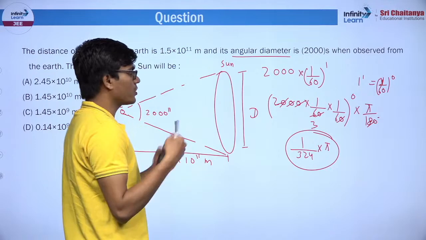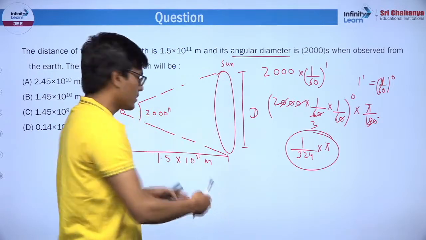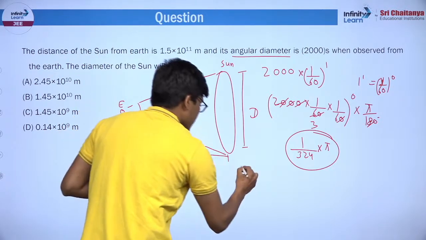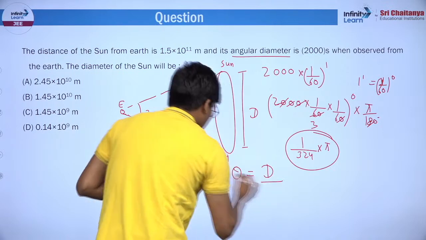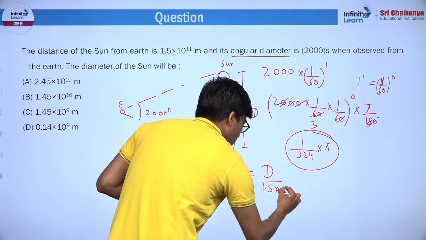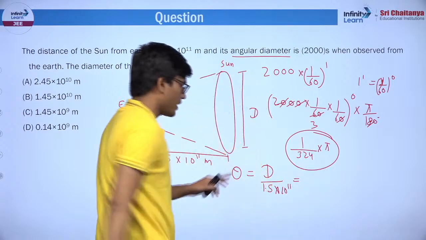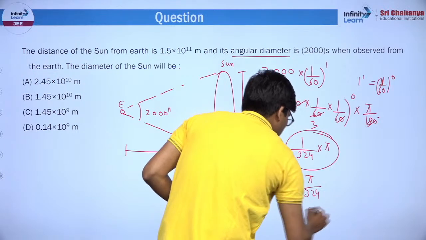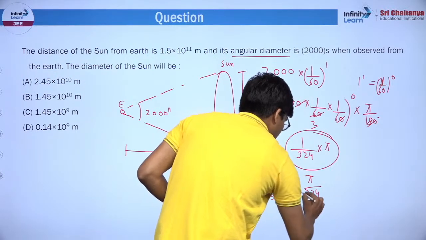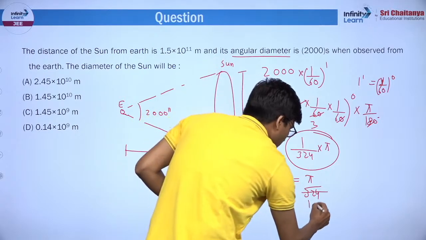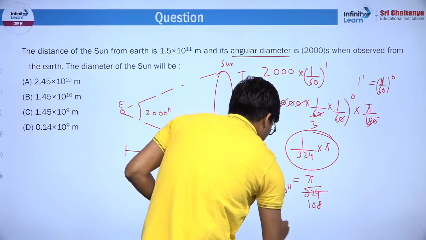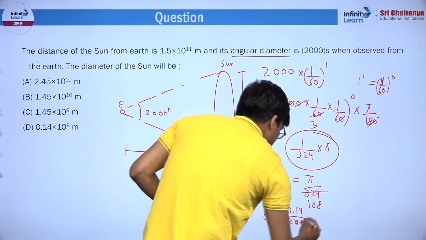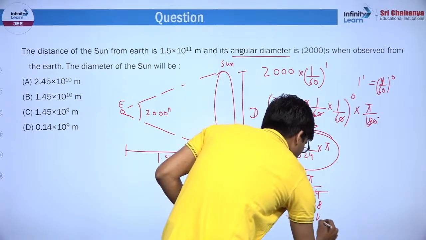Now what you have to calculate is this d only. This distance is too high, so by approximation, if this angle is theta, then theta will be d divided by this distance, 1.5 × 10^11. The value of theta you have calculated is pi upon 324. So 1.5 is basically 3 by 2, and this will be pi by 108, where pi is 3.14, divided by 2 × 108 × 10^11.